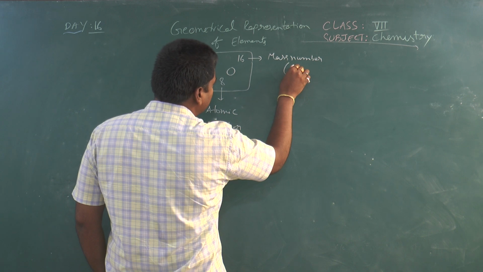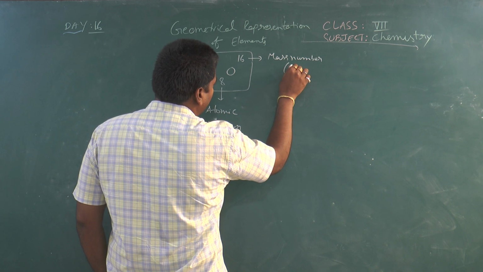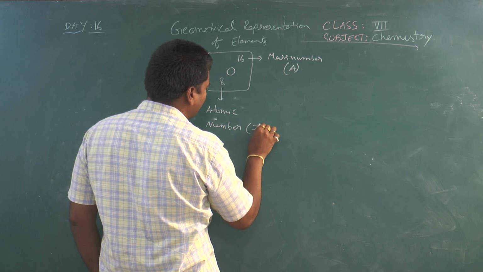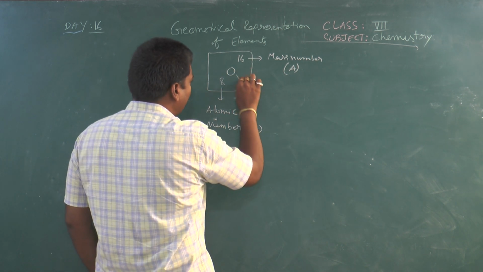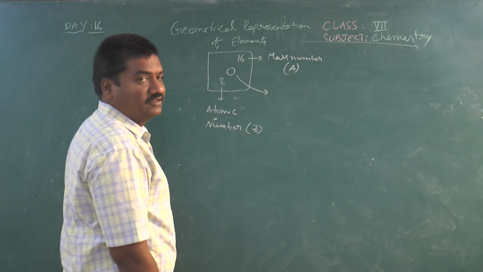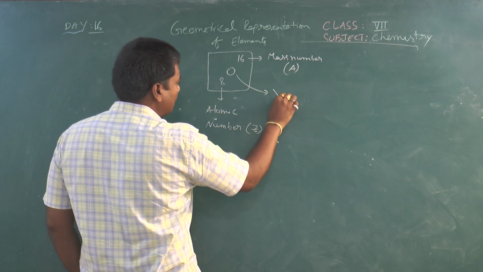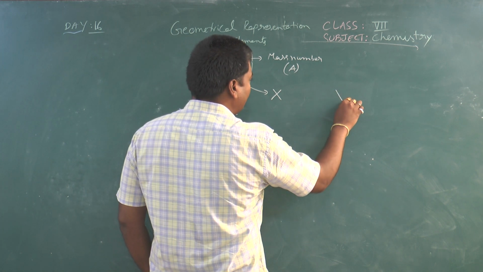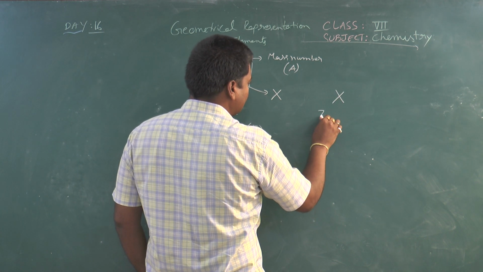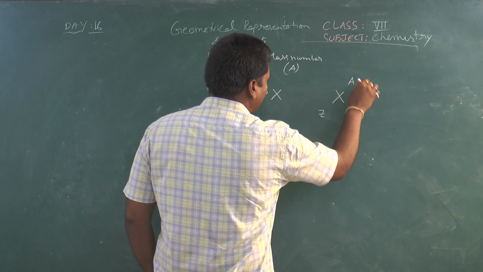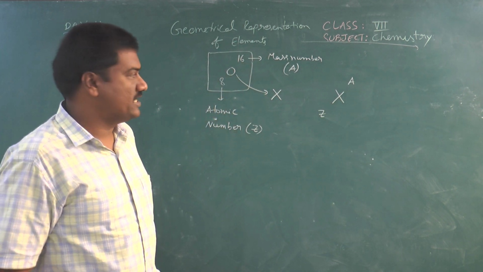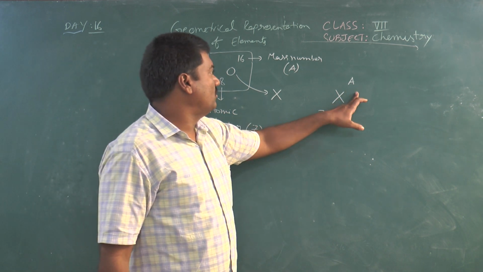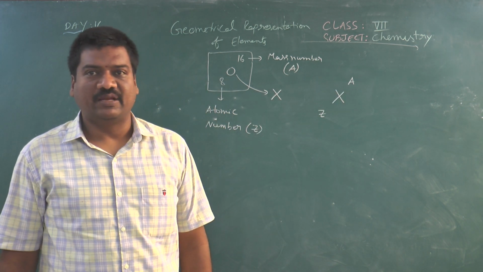Now, mass number is represented by A, and atomic number is represented by Z. For whatever element we take, the representation is capital X. So the geometrical representation is X, Z, A. X tells about the element, Z tells about the atomic number, and A tells about the mass number of the specific element.